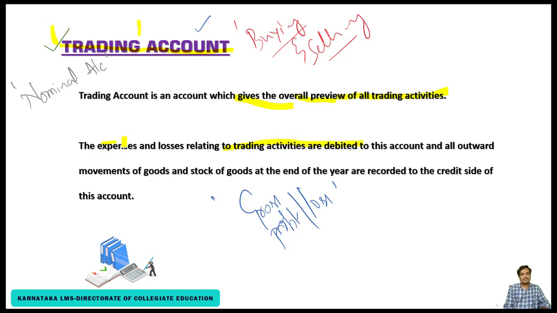So all those expenses and losses which relate to trading activities are debited, and most importantly, all outward movement of goods and stock of goods at the end of the year are recorded to the credit side of the account.